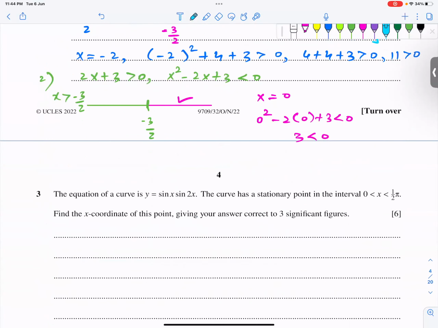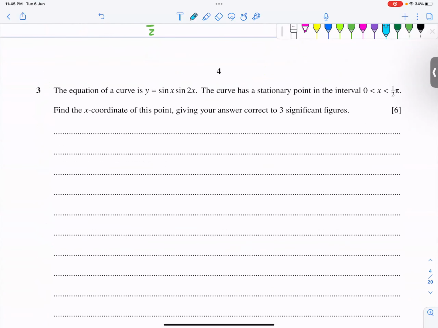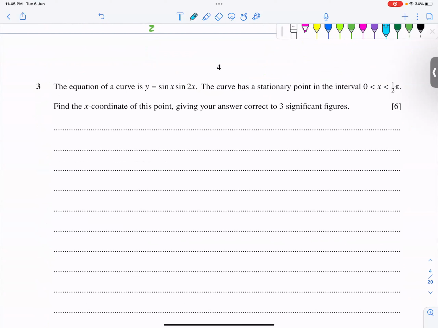Okay, moving to the next question. The equation of a curve is y equals sine x times sine 2x. The curve has a stationary point in the interval. Find the x coordinate of this point, giving your answer correct to 3 significant figures.